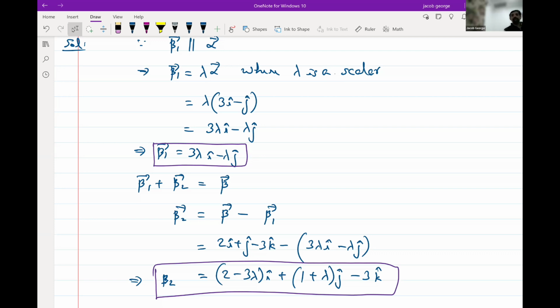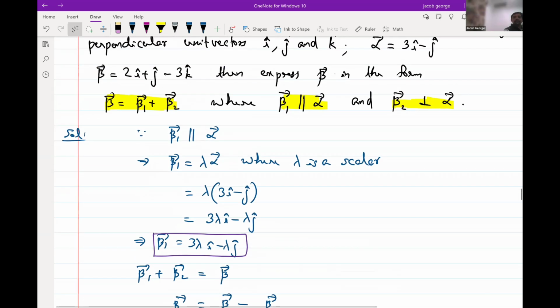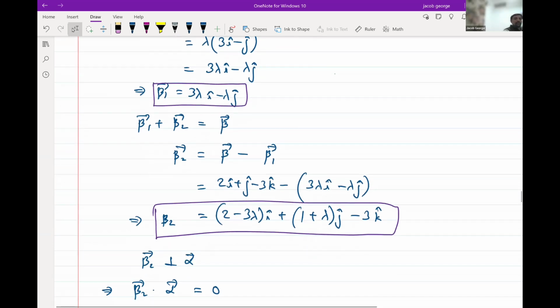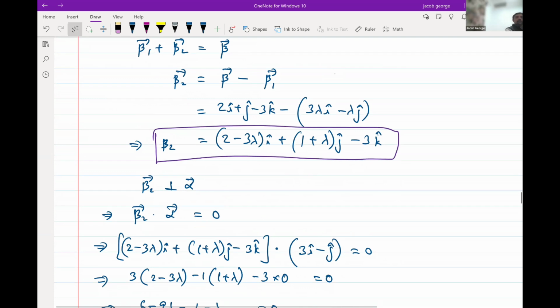Beta 2 is perpendicular to alpha vector. Perpendicular means their dot product is equal to 0. So we apply that condition. Beta 2 is perpendicular to alpha vector, means beta 2 dot alpha vector is equal to 0. Please note down. Beta 2 dot alpha vector is equal to 0.